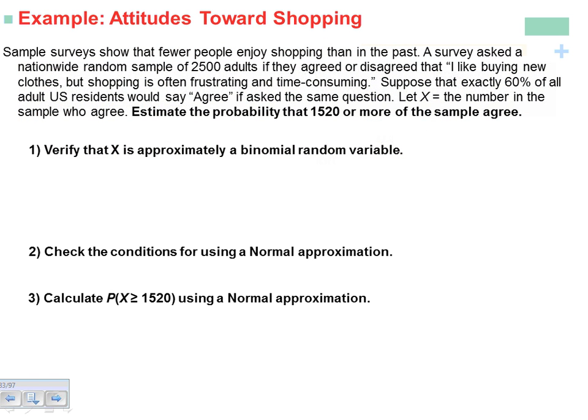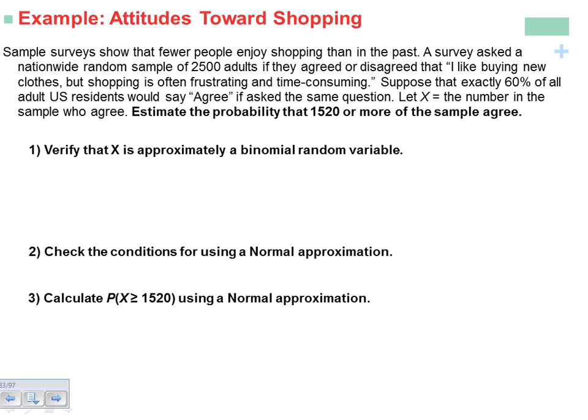All right. So let's look at this example. Attitudes towards shopping. Sample surveys show that fewer people enjoy shopping than in the past. The survey asked a nationwide random sample of 2,500 adults if they agreed or disagreed that I like buying new clothes, but shopping is often frustrating and time-consuming. Suppose that exactly 60% of all adult U.S. residents would say agree if asked the same question. Let X equal the number in the sample who agree. Estimate the probability that 1,520 or more of the sample agree.